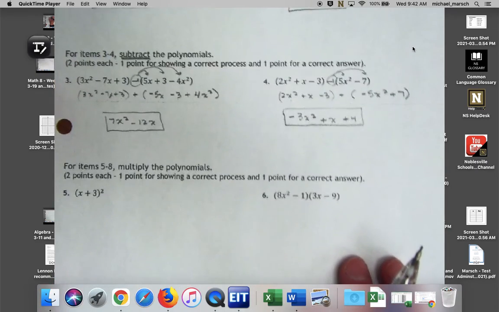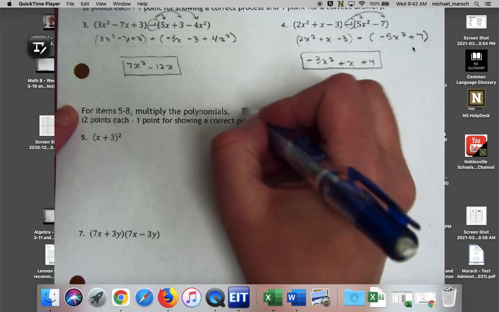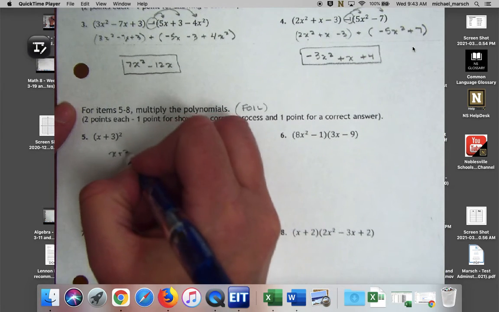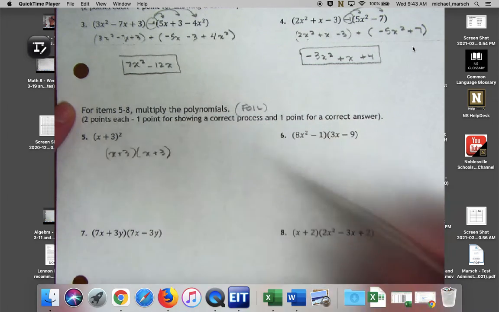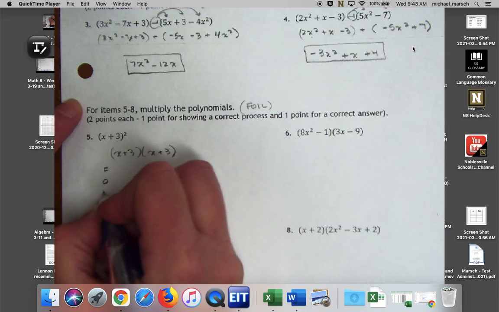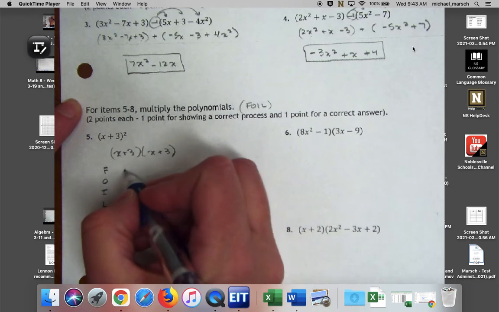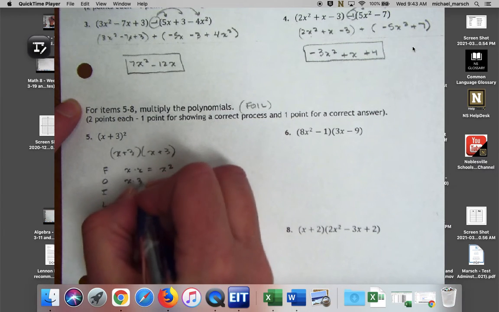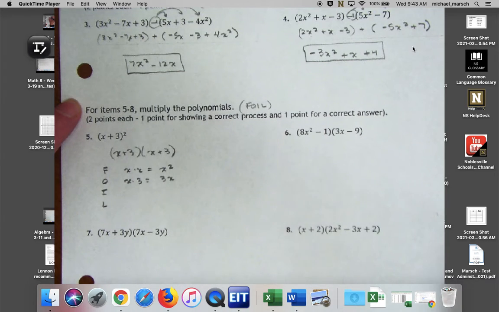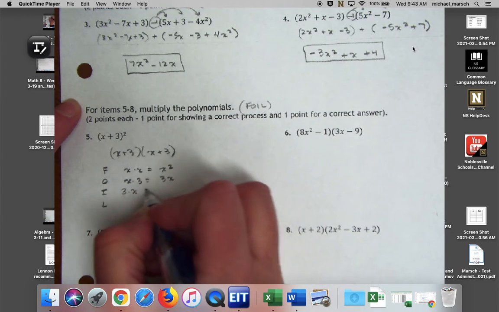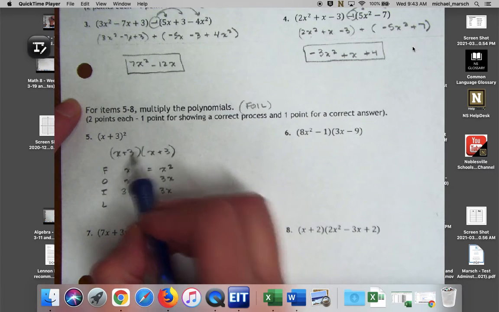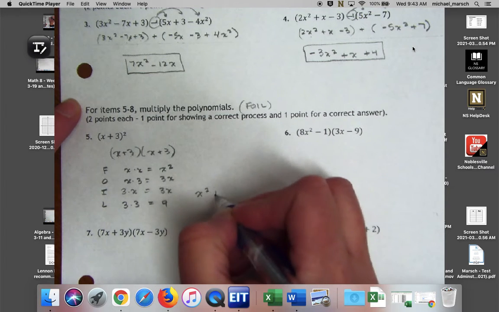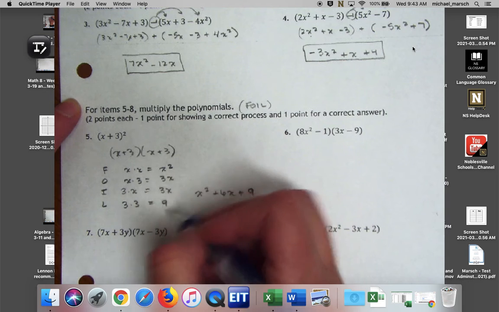Right? Now we multiply. Now we use the FOIL, right? So this one, I'm going to write x plus 3 times x plus 3. I'm going to do first, outer, inner, last. So my first is x times x, which gives me x squared. My outer is x times 3, which gives me 3x. My inner is 3 times x, so that gives me 3x. And my last is 3 times 3, so that gives me 9. So my final answer is going to be x squared plus 6x plus 9 when I combine all of those.